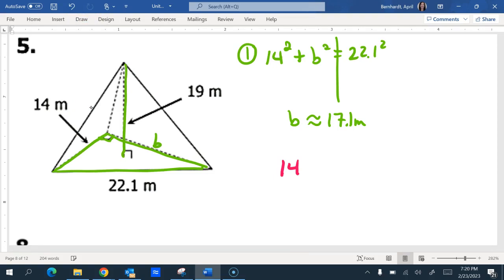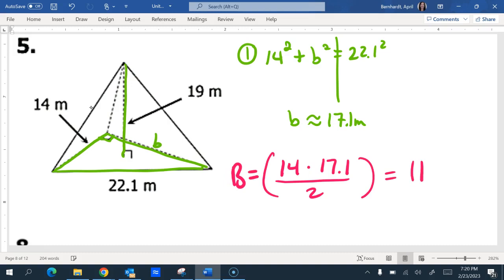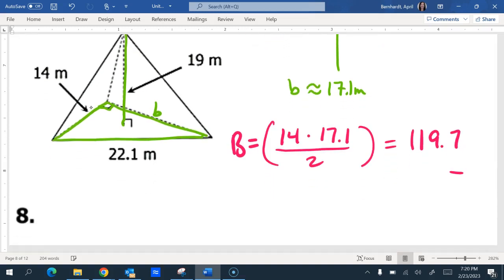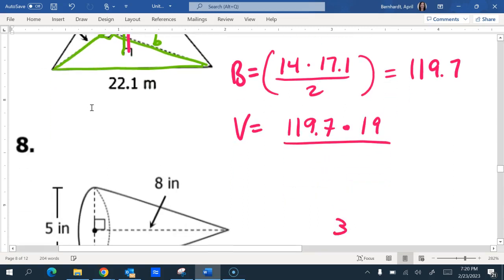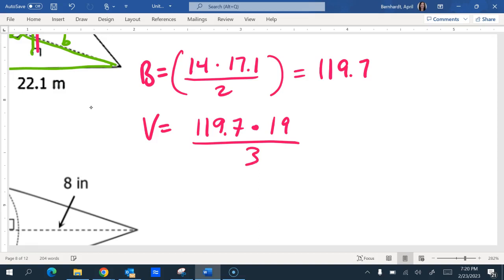So now I have enough information to find the area of the base shape. So now 14 times 17.1 divided by 2 because it's a triangle. So this is B, capital B, equals about 119.7. That's the area of the base, so then I'm going to plug it into the volume formula. So area of the base times the height of the pyramid, which is 19, divided by 3, and I get, oops, I'm going to run out of room here. We'll go over this way. So the final volume is, make sure I'm on the right one, 758.1 cubic meters.